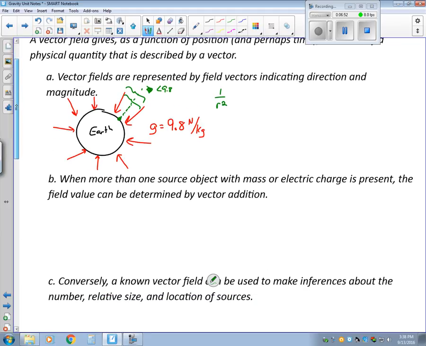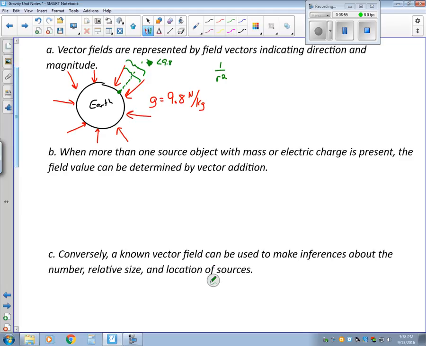So let's say we have more than one source of gravity. So think about, let's say, a planet and its moon. So Earth and her moon. And let's say I have a satellite positioned somewhere between them. This satellite would measure a gravitational field pointing towards the Earth and a smaller gravitational field pointing towards the moon.